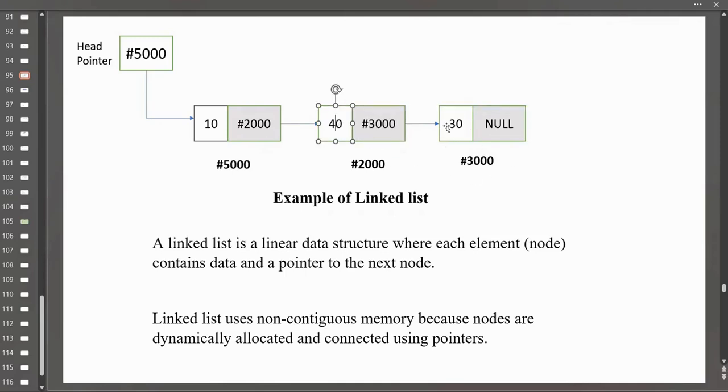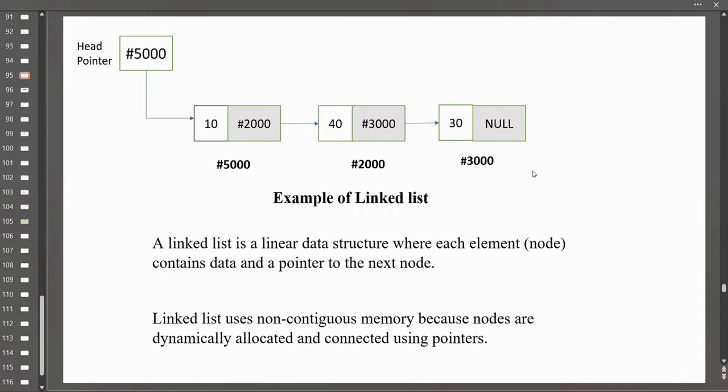Now the next node has data 30, and here I am writing null. Null means there is no next node, so this 30 is the last node. We store 2000 in the first node, 3000 in the next node, and null in the last one, meaning no other node is connected after 30. So we have three nodes in our linked list. This is an example of a linked list.